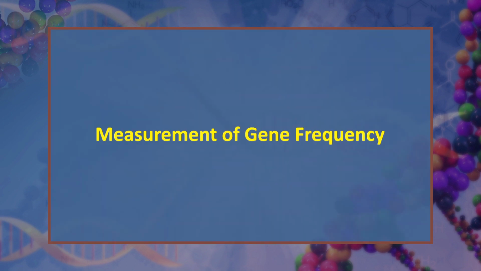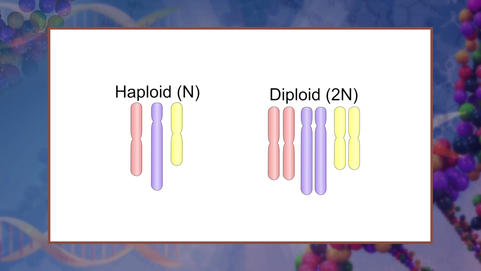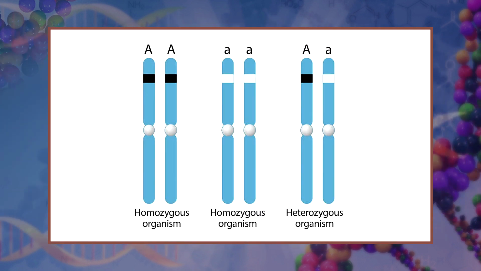Dear students, let's talk about the measurement of gene frequency. In a diploid species, a population having n individuals has 2n alleles for each gene locus. If there are two alleles, capital A and small a, of a particular gene, in this population the number of capital A alleles is twice the number of capital A homozygotes plus the number of capital A small a heterozygotes, as each homozygote has two capital A alleles and each heterozygote has one capital A allele. So the frequency of the capital A allele is the number of capital A alleles divided by the total number of alleles, that is 2n.